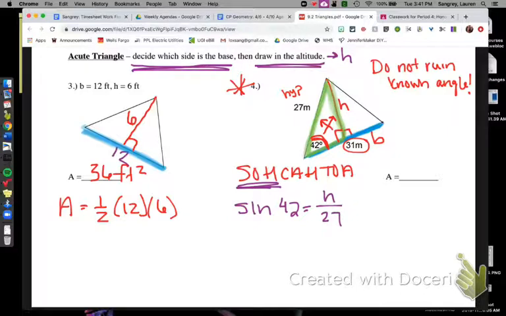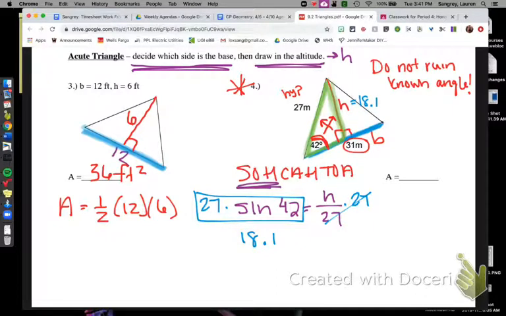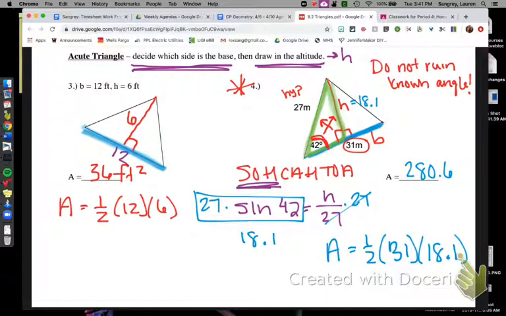We have to get the variable by itself, so we're going to multiply both sides by 27, and then this goes in your calculator, and you get 18.1 for the height. All right, so now we know our height and our base, so we can follow our area formula, 1/2 base times height. And we will have a decimal because we had no choice, we had to use trig. So this is 280.6 squared meters.